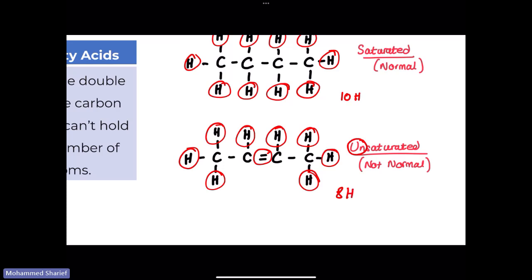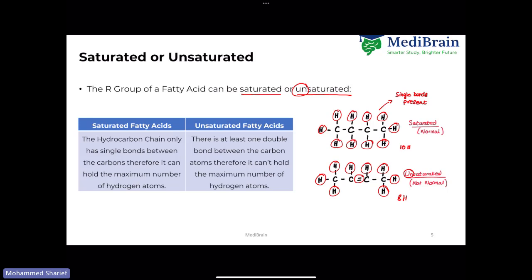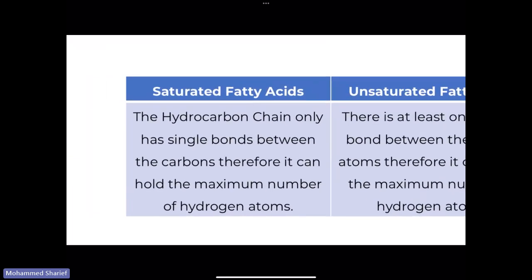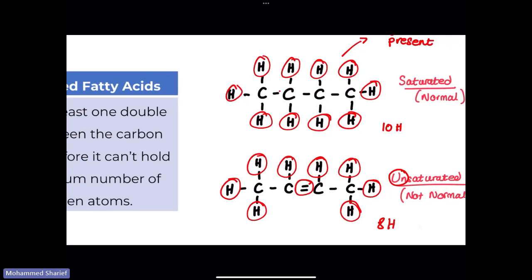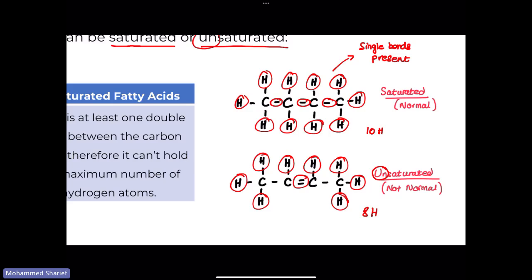There's a double bond, and because of that double bond, it has caused the fatty acid chain to not hold the maximum number of hydrogens. So bottom line over here, in a saturated fatty acid, you can only see single bonds between the carbons. And therefore, because there are only these single bonds, that allows this chain to hold the maximum number of hydrogens. Remember, one carbon can bond with 4 other atoms.